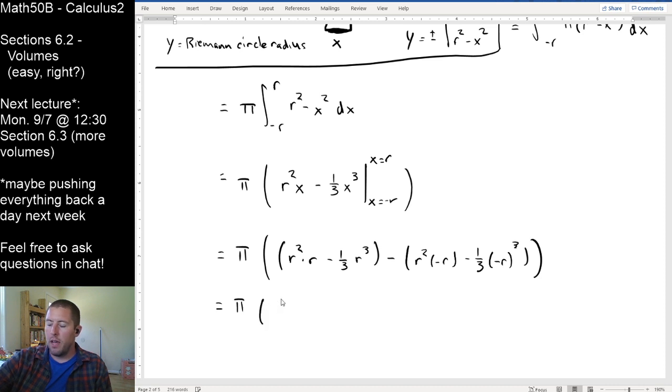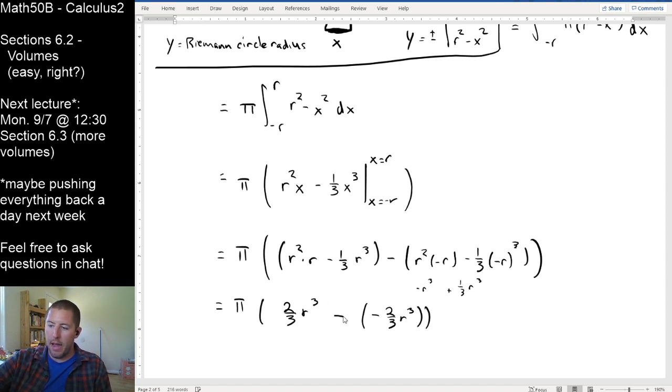Let's just simplify these two now. This first grouping, I get r cubed minus 1/3 r cubed, and that leaves me with 2/3 r cubed. Over here, we're going to subtract off negative r cubed, and notice here, negative and 3 more negatives makes this positive overall. So I'm getting here negative r cubed plus 1/3 r cubed. So this is going to be a negative 2/3 r cubed as well.